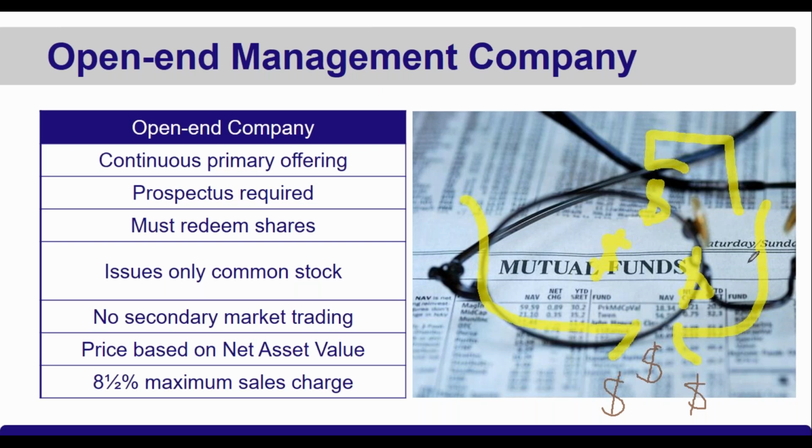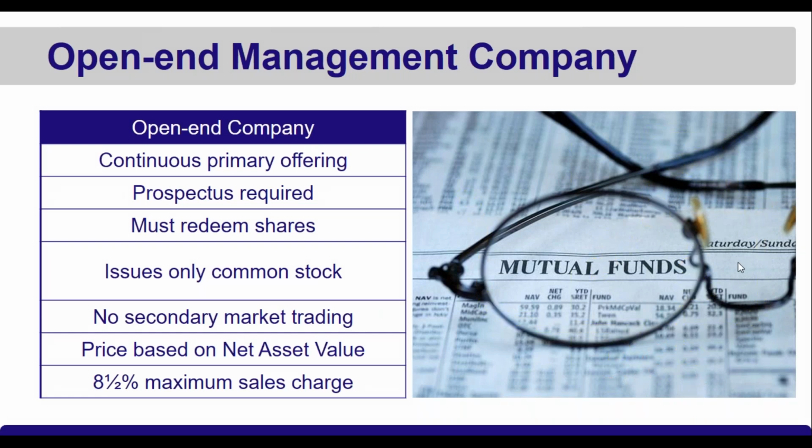It's an IPO that never ends. And so this mutual fund is constantly issuing brand new shares. The shares that have been redeemed do not get reissued. They're now used, they have to be destroyed, and new shares just keep getting issued. They have an unending supply of brand new shares. So that's why we're using the term redeem, and issuing common stock only, no secondary market trading. You want to look for the word redemption.